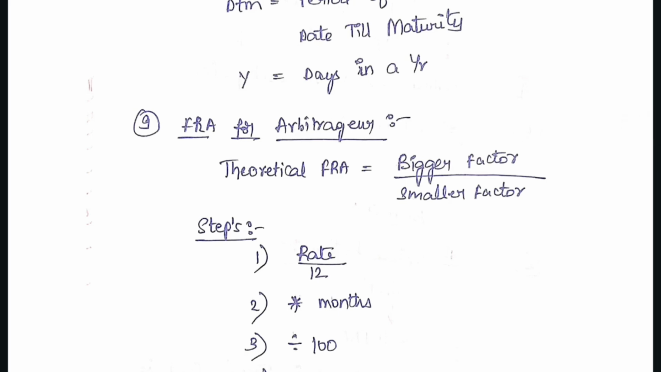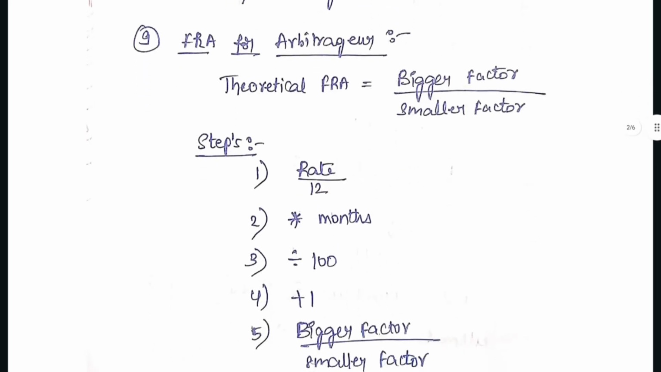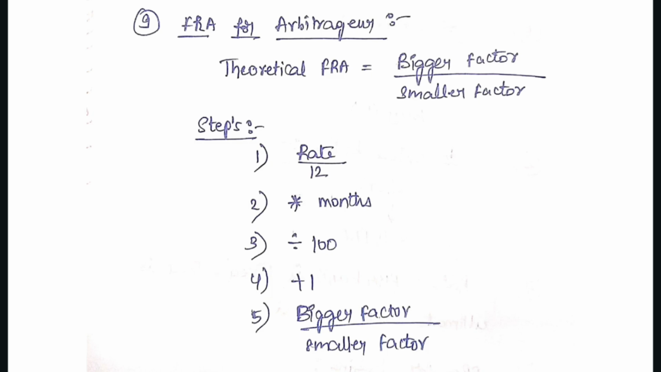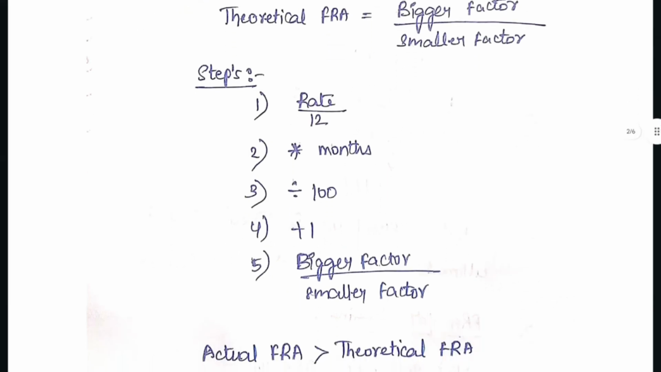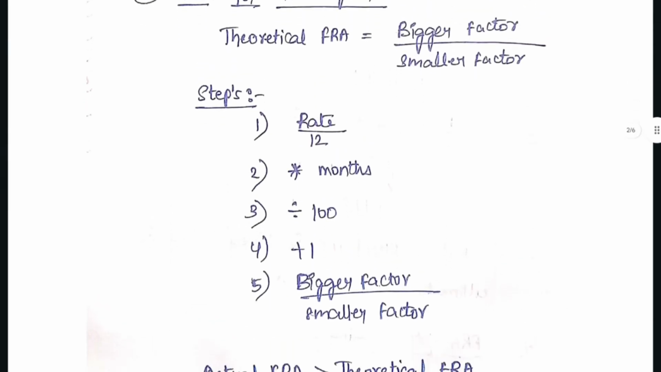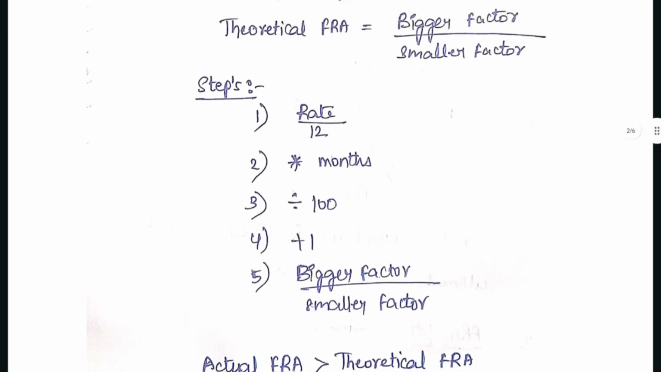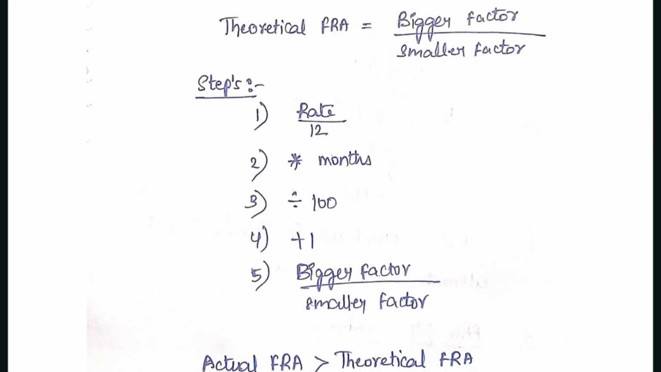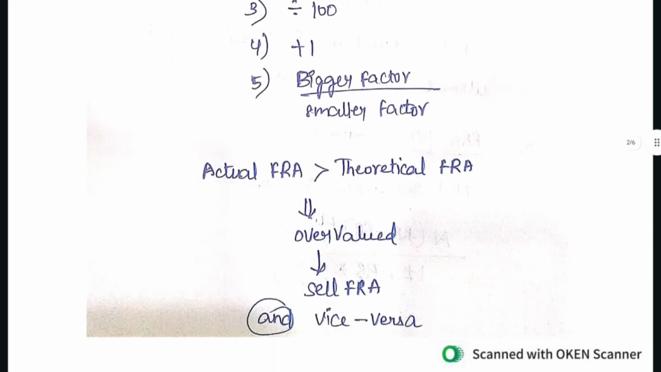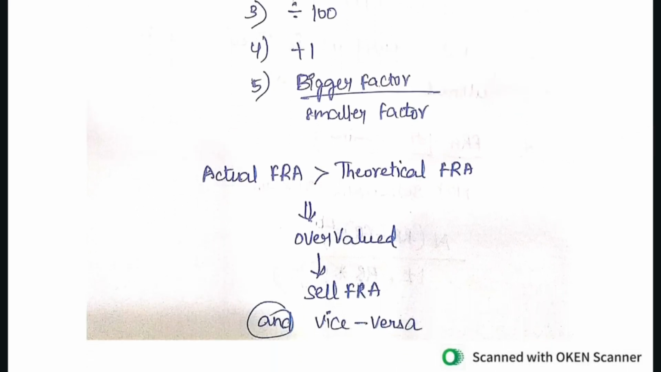FRA for arbitrage. In such a case, theoretical FRA will be calculated. Theoretical FRA equals the bigger factor divided by the smaller factor. Steps for calculating FRA in case of arbitrage: rate divided by 12 into 2 months divided by 100 plus 1. Finally, we will calculate the theoretical FRA as the bigger factor divided by the smaller factor. If the actual FRA is greater than theoretical FRA, then it is overvalued, sell FRA, and vice versa. If the actual FRA is less than theoretical FRA, it is considered undervalued.